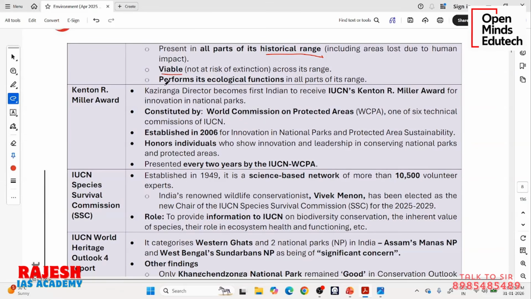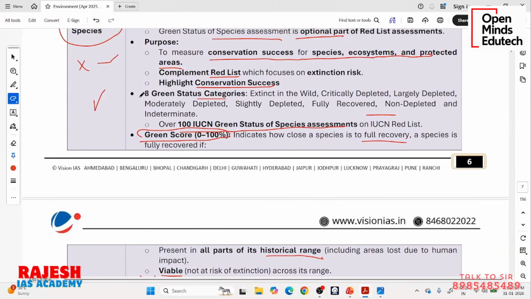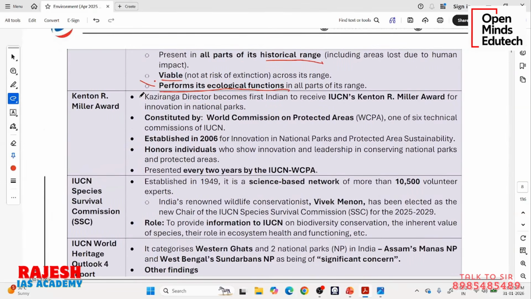Or whether it is performing its ecological functions or not. Every animal or every plant has an ecological function, like I have told you about the bee. There is an ecological function for the lion also. The lion controls the deer population. If there is no lion, the number of deer will increase too much and all the deer will eat all the grass and all the deer will die, and all the animals living on the grass will die. So the ecosystem will collapse. Nature is actually in a perfect balance. So everyone has a natural ecological role. They will see whether this animal is performing its ecological role or not. If everything is positive, they will give a good green score and green status.